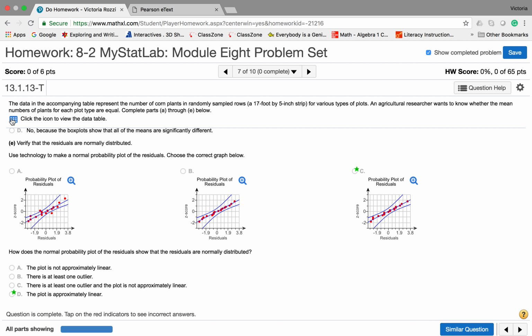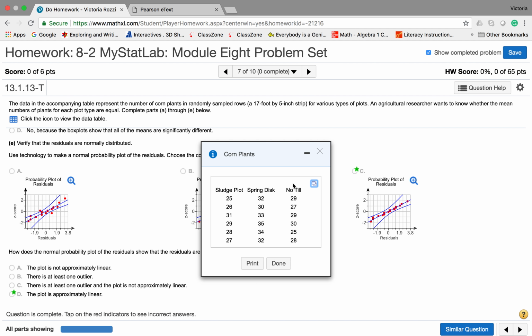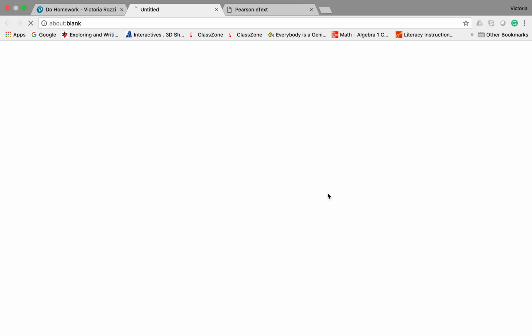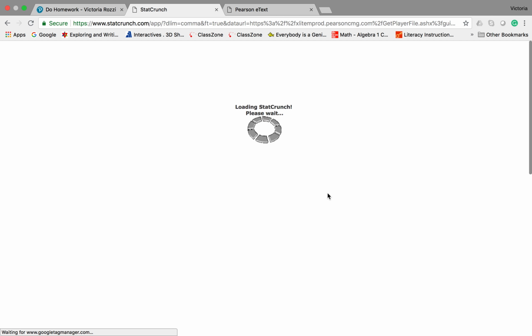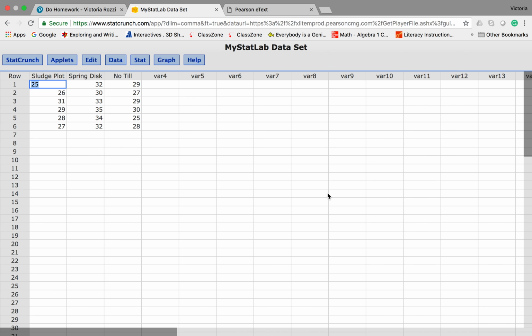So go up and click on the icon for the data table, and we're going to open this data. Here's all of our data here. We're going to open it in StatCrunch. I'm telling you, StatCrunch is a beautiful thing once you know how to use it. Okay, so first of all, we want to get those residuals and see the QQ plot. A QQ plot is your normal probability plot.